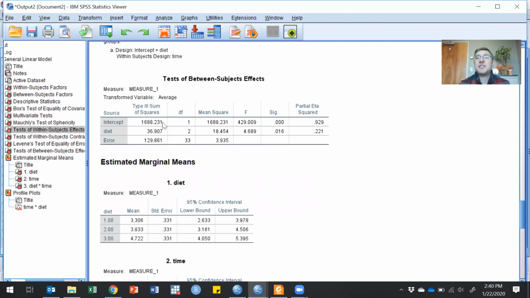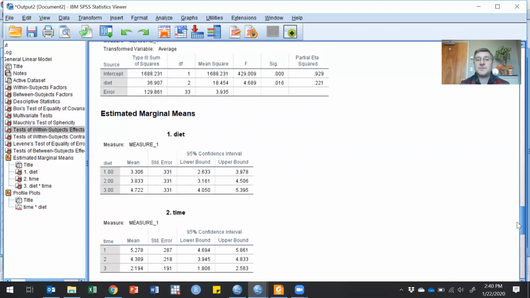The between-subjects box would have the main effect for diet here. You can see that the diets were significantly different, averaging over time. So really this test is comparing these means, the average weight loss for each diet program averaging over the three time periods. However, we saw in the interaction that the amount of weight loss over time depended on which diet program you were in.